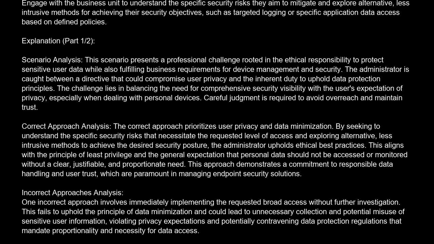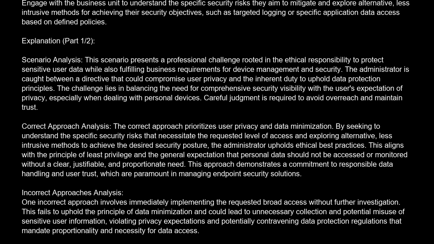Incorrect approaches analysis. One incorrect approach involves immediately implementing the requested broad access without further investigation. This fails to uphold the principle of data minimization and could lead to unnecessary collection and potential misuse of sensitive user information, violating privacy expectations and potentially contravening data protection regulations that mandate proportionality and necessity for data access.